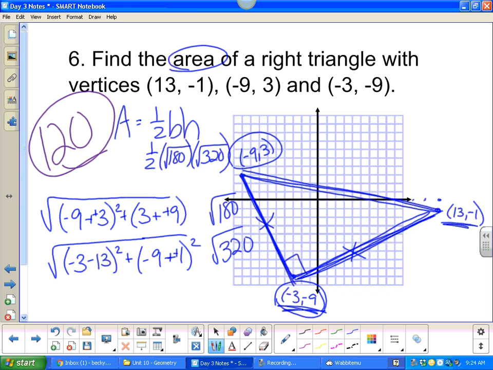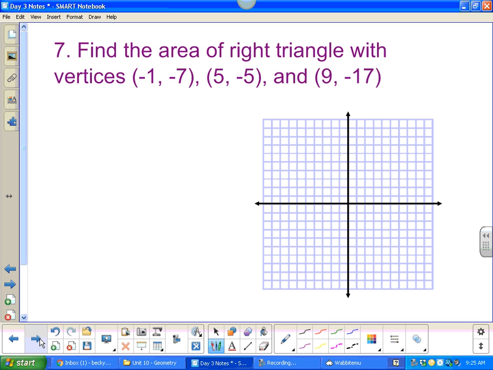So first things first, plot your points, then find your right angle. Your right angle points to the hypotenuse. That's the side you don't need. Your 1/2 base times height, your base and your height are your legs. So you have to find the distance of your legs, your base and your height. Okay, so let's try it again.